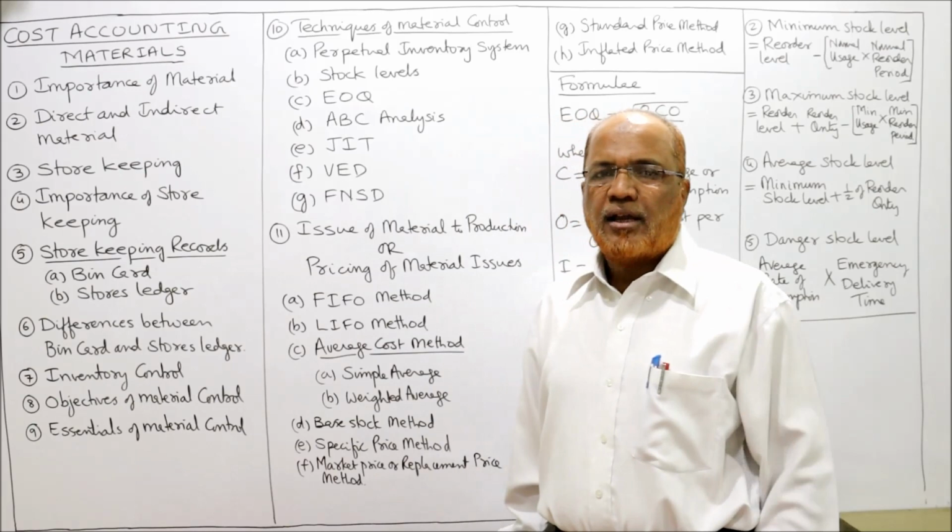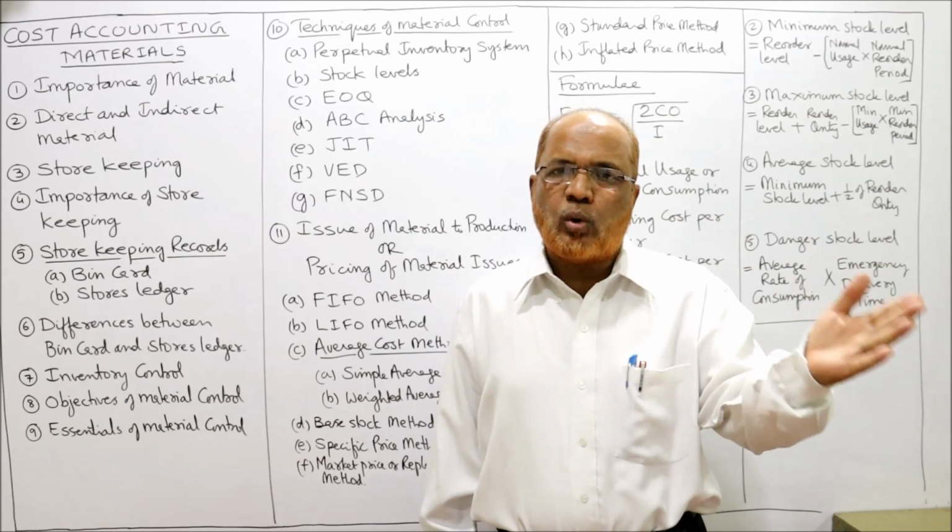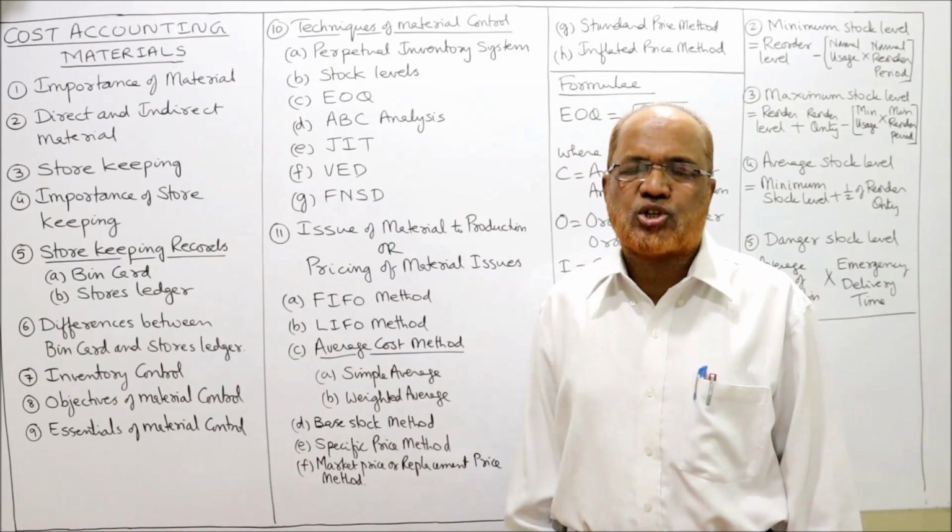Next one is the bin card. In the bin card, we record whenever material is received and whenever it is issued. But when material is transferred from one job to another job, it will not be recorded in the bin card. It will be recorded in the stores ledger. So these are some of the differences between bin card and stores ledger.